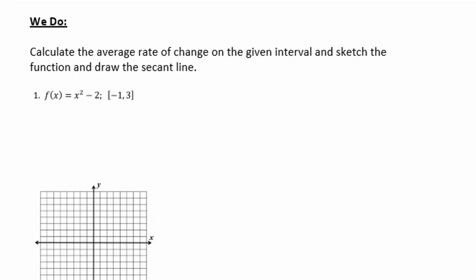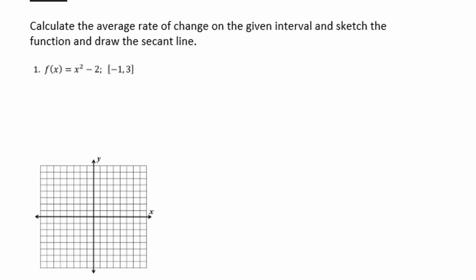Now we're going to be looking at the we do problems. So you should have tried these. Now you're watching the video to get the solution.